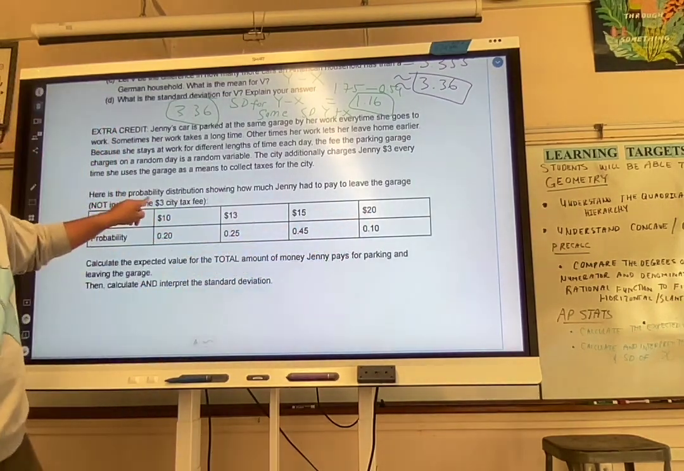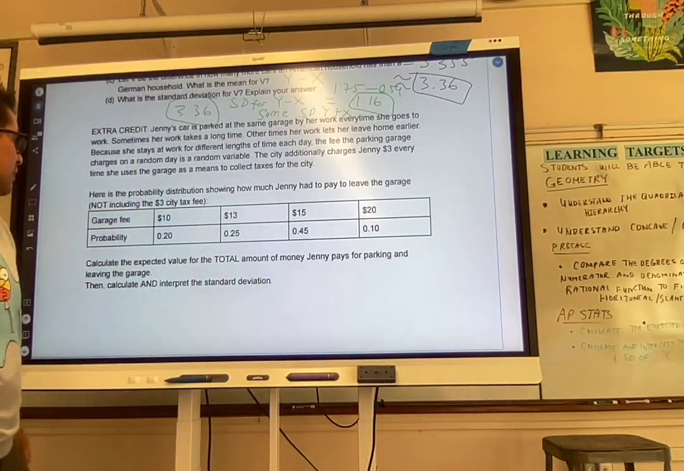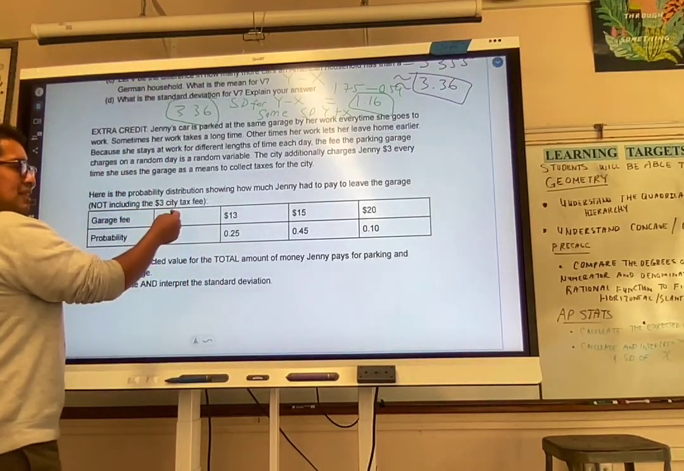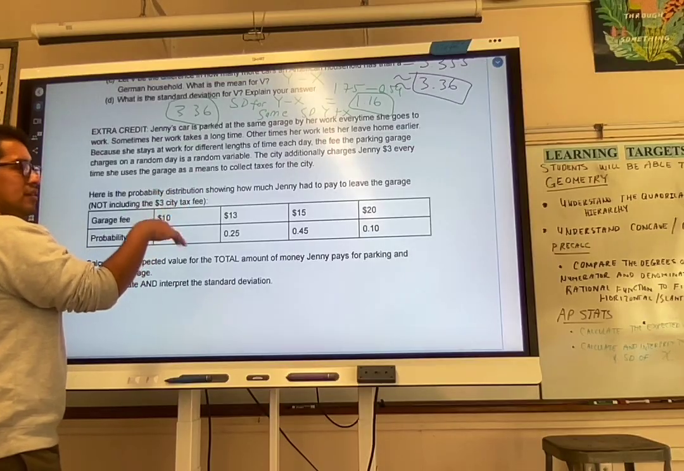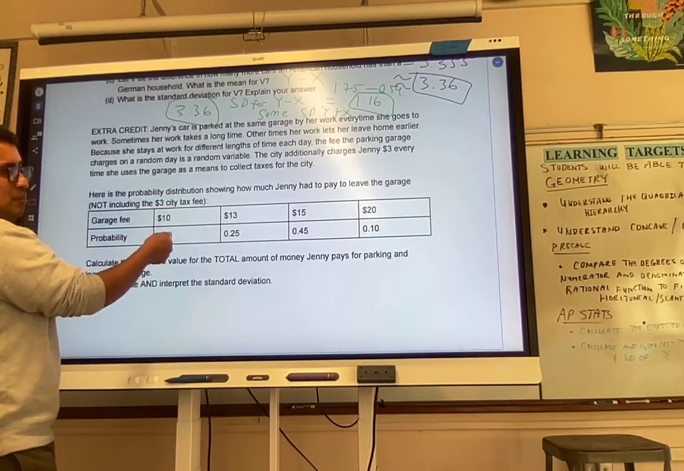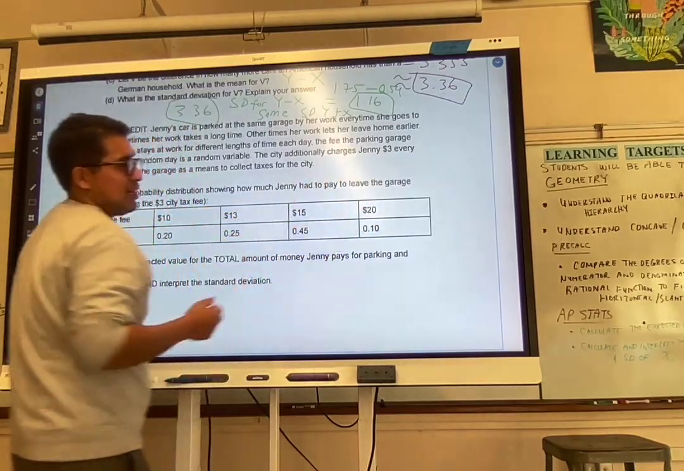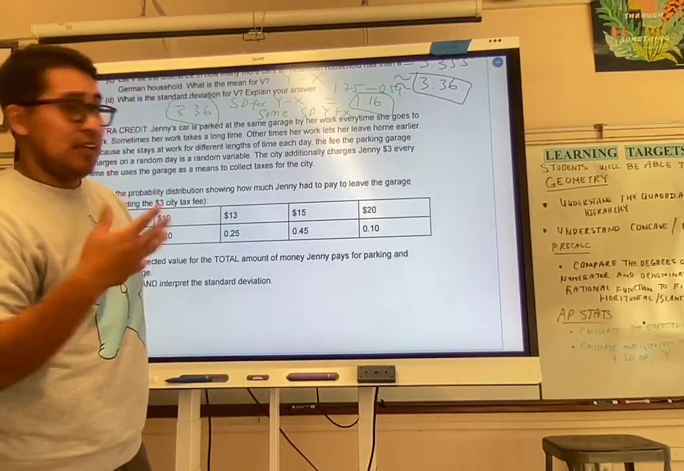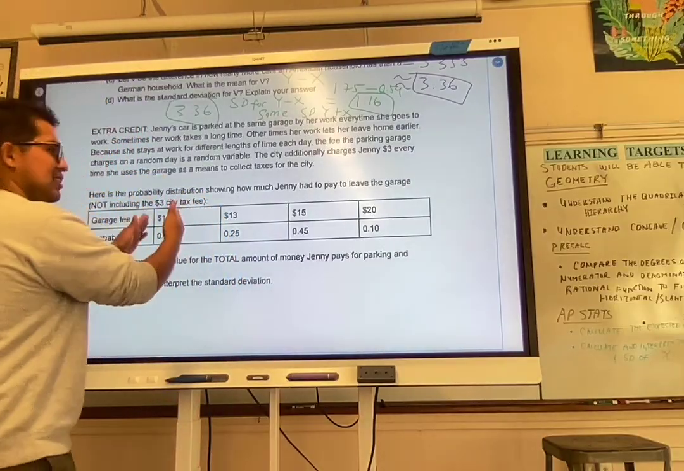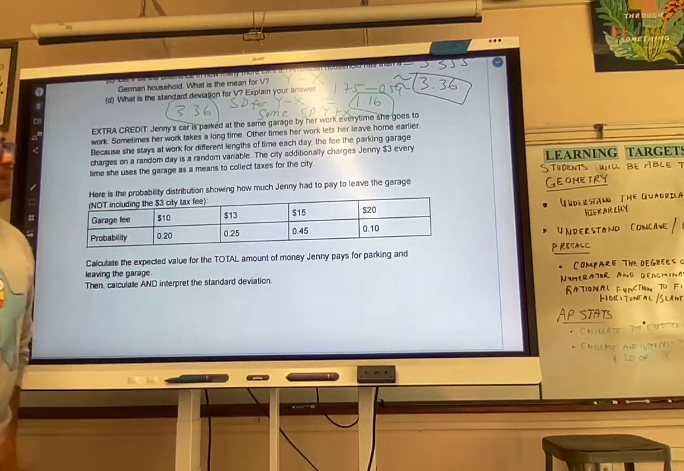And this, again, does not include the $3 fee that she has to pay the city every time she uses the parking garage. So sometimes she pays $10. That's probably on a day where she was at work for not a long time, and that happens 20% of the time. And on the other end, sometimes she's paid $20, maybe because she had a very long day at work. She had to pay a greater parking fee. Like, pretend maybe this is an hour, this is 2 hours, 4 hours, and maybe that's like 5 hours plus, right? And we have that.